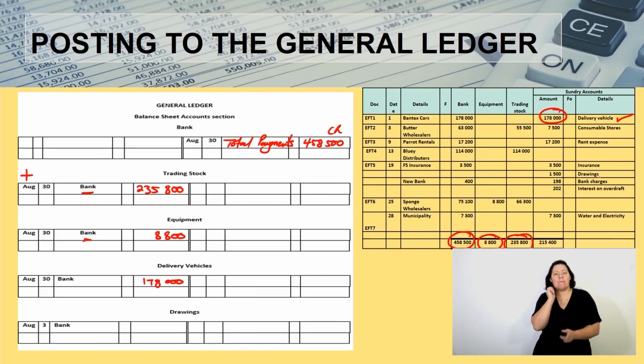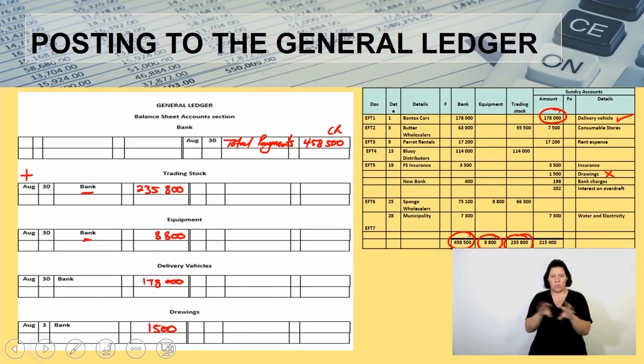The owner took some cash for personal use. Remember, when we paid for his personal car insurance, there it is, drawings 1,500. So I'm going to come now. Remember, we're still in the balance sheet account section. So I'm coming here to say 1,500. Let's quickly go and continue with our posting.